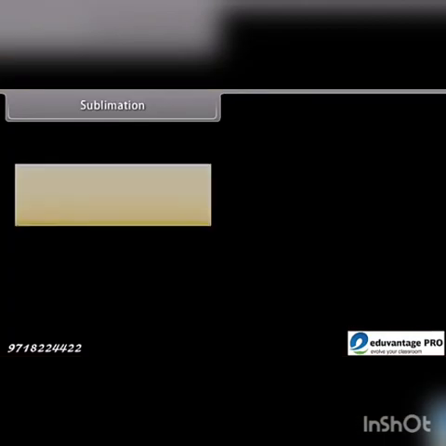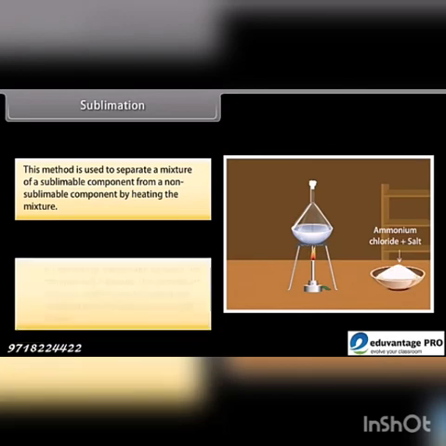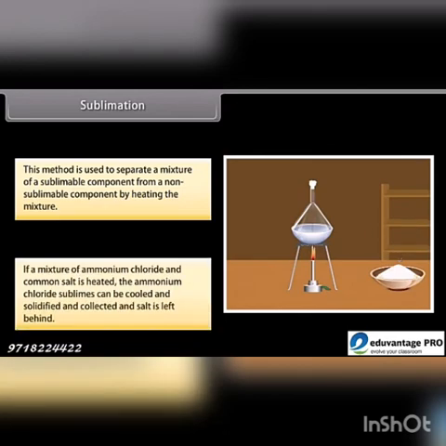Sublimation. This method is used to separate a mixture of sublimable component from a non-sublimable component by heating the mixture. If a mixture of ammonium chloride and common salt is heated, the ammonium chloride sublimes, can be cooled and solidified and collected, and salt is left behind.